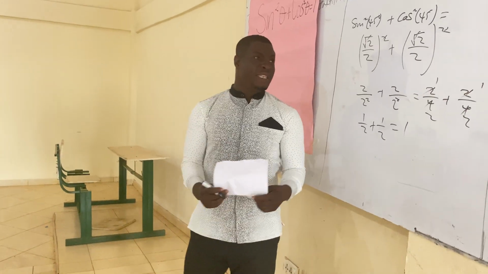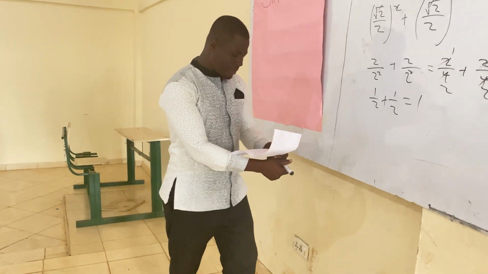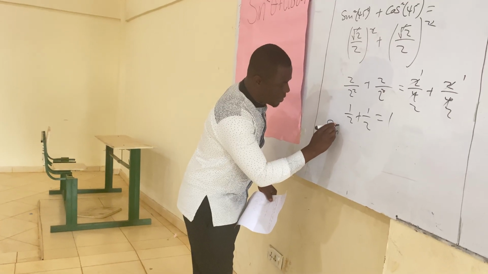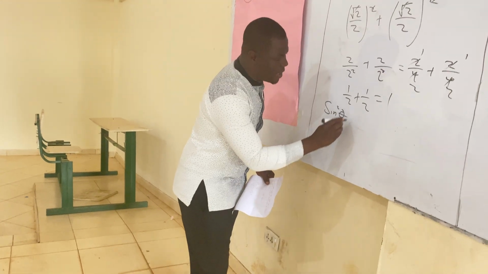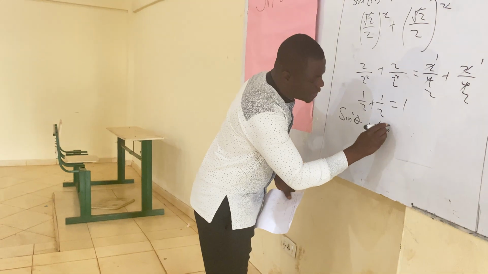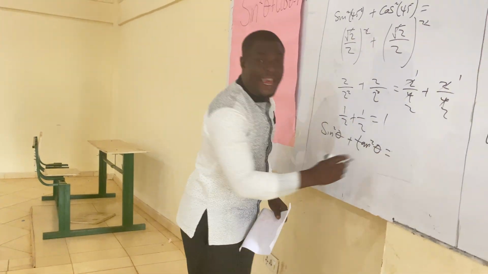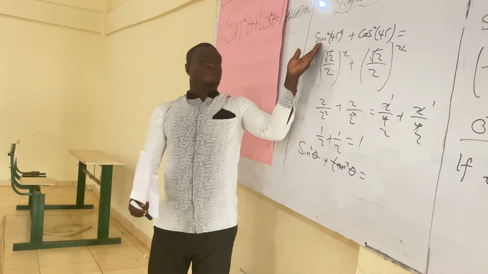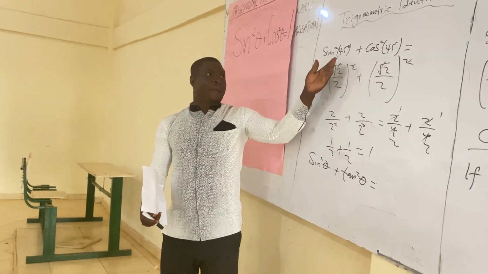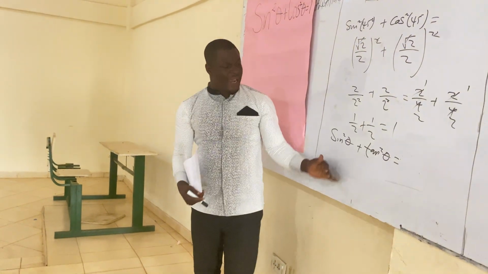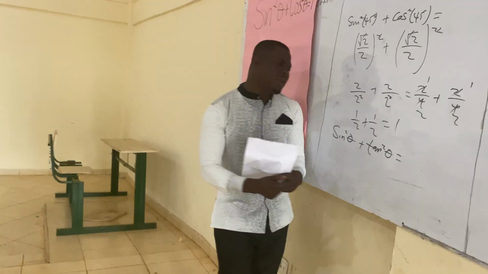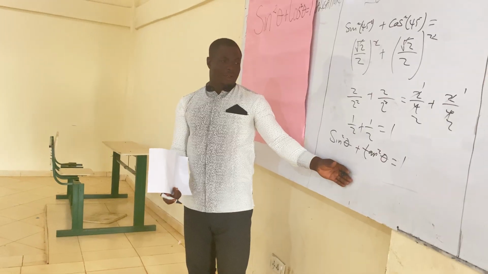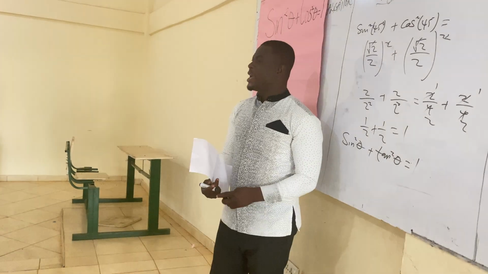Because of this particular identity, most students normally overgeneralize. So whenever they see something like sine square theta plus tan square theta, they conclude that since you are squaring the trig ratios and adding them, the result should give you 1. So whenever they see something like this, they conclude that it is 1, which is not valid.